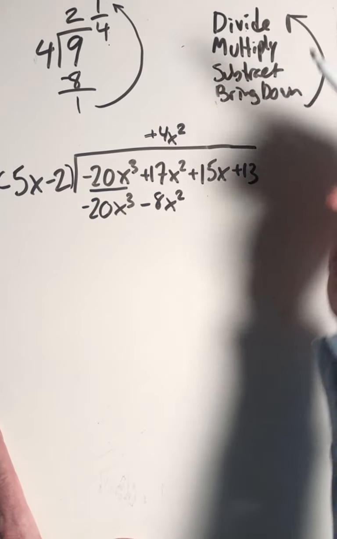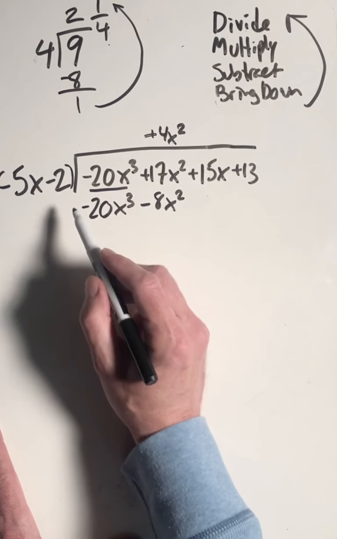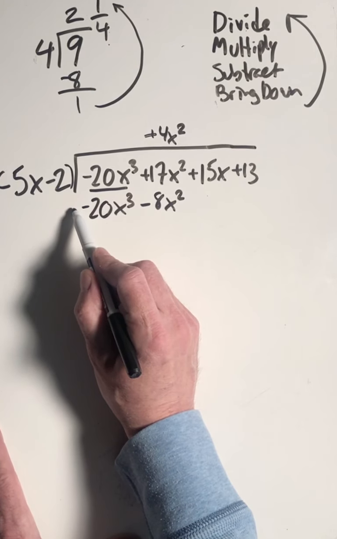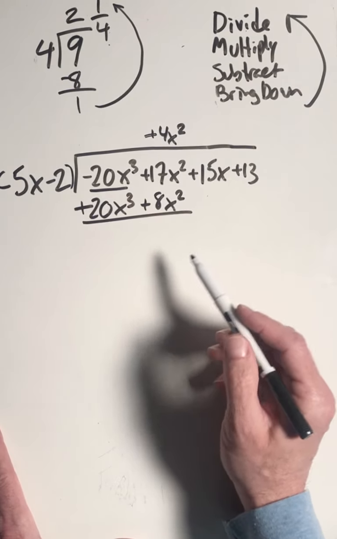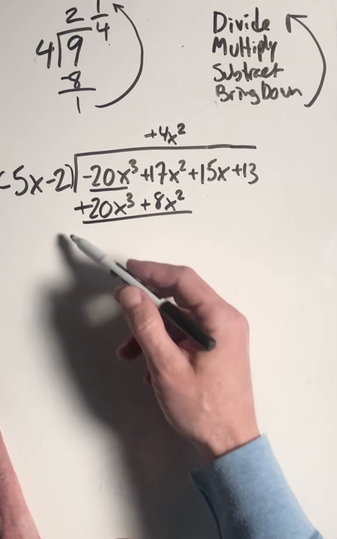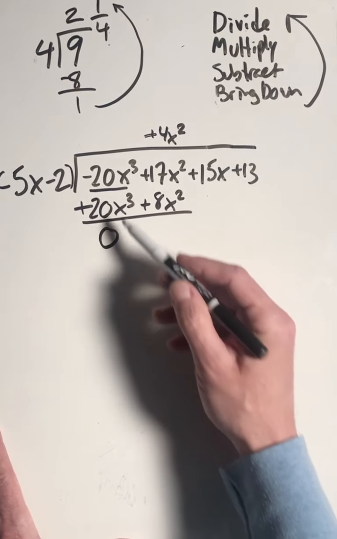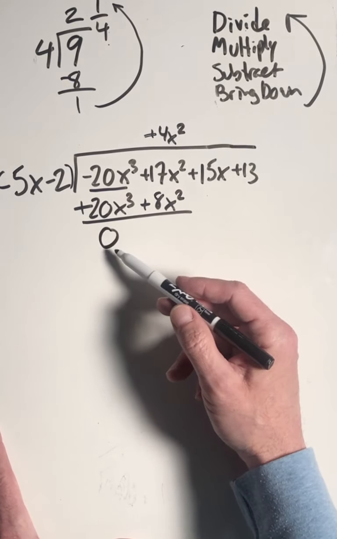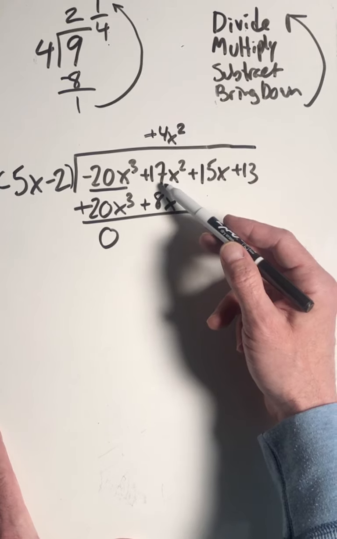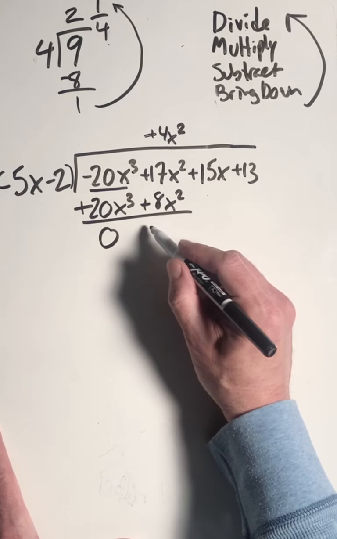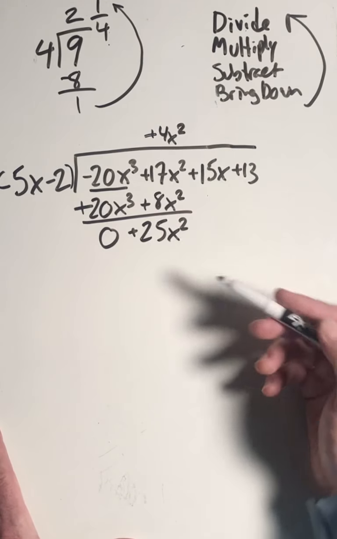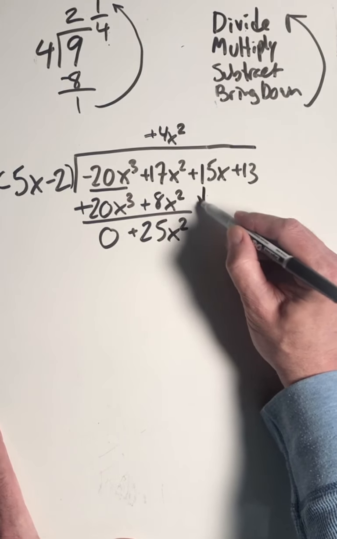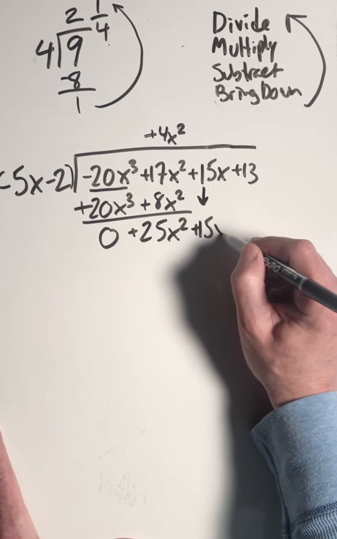At this point, I'm going to subtract both of these, keeping in mind that when I subtract a negative, that's really adding a positive. So I'm changing the signs of both of these. Negative 20x to the third plus 20x to the third is 0, and it has to be if I'm doing the right thing. 17x squared plus 8x squared would be 25x squared. Next, after I subtract, I'm going to bring down the positive 15x.